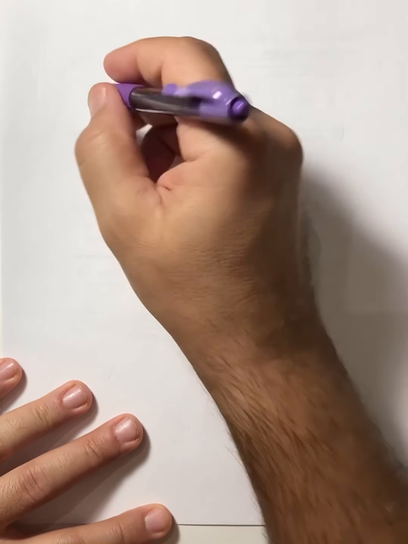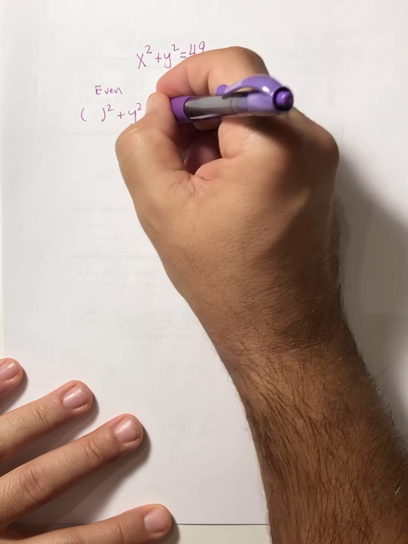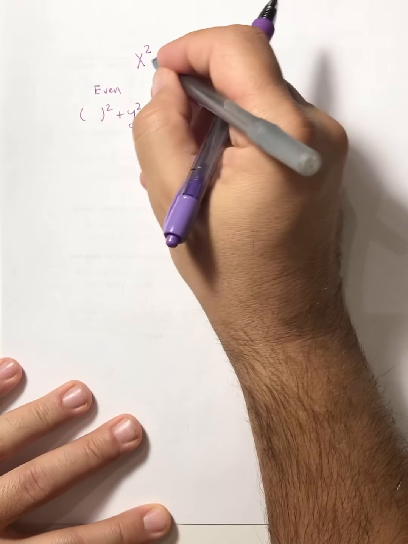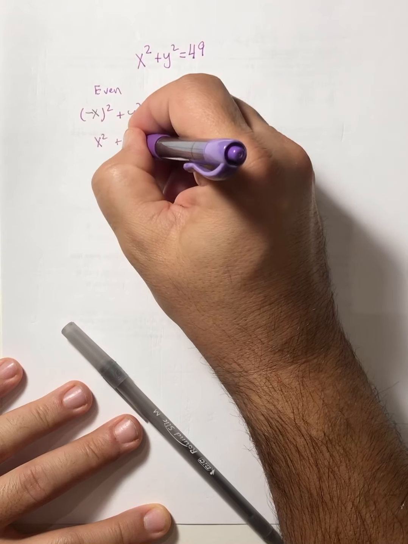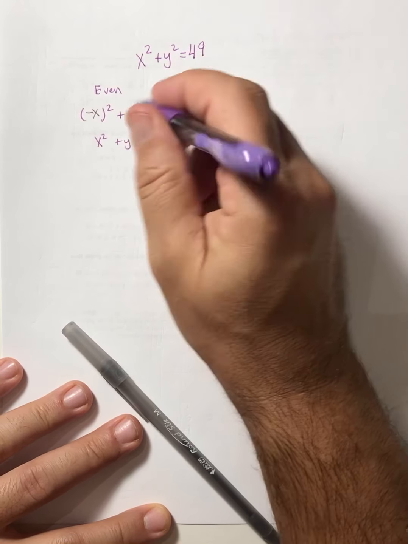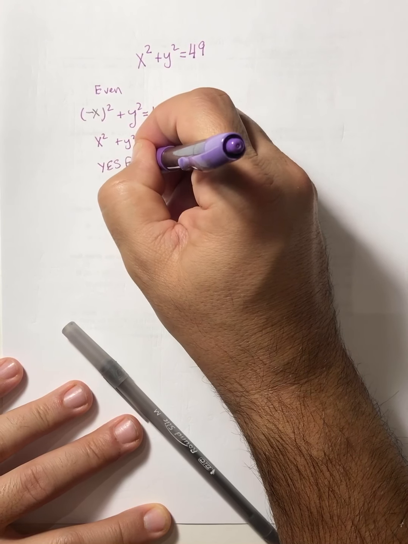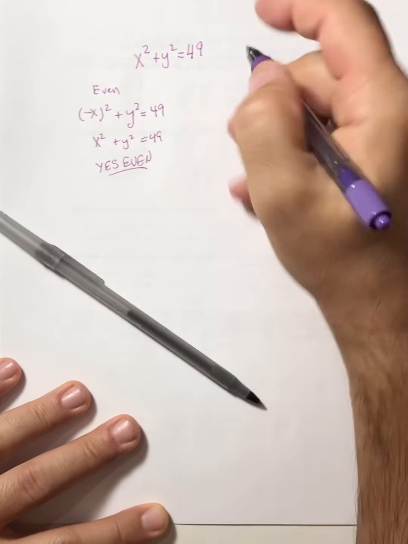All right, so we have to swap out our x with a negative x. So we have x squared plus y squared equals 49. Isn't this exactly the same as this? So yes, even.